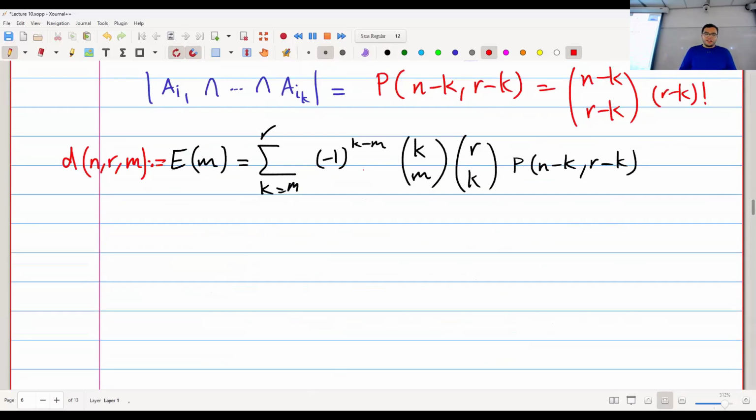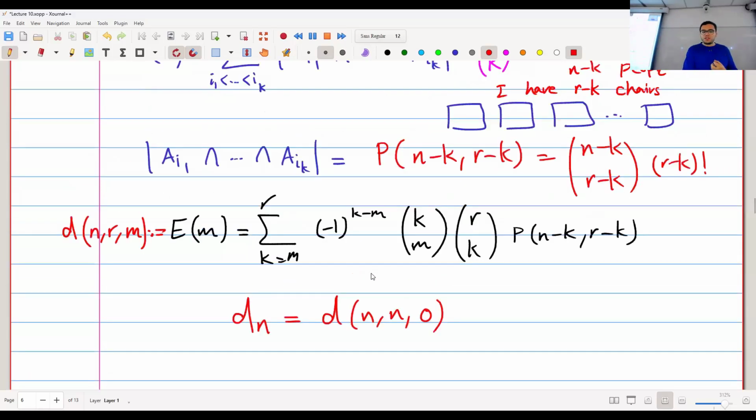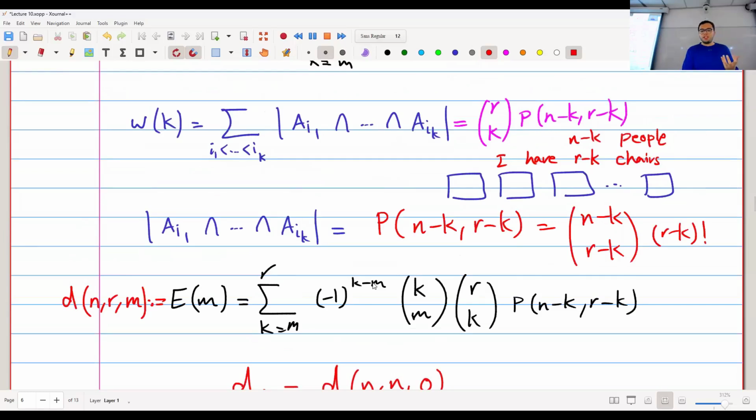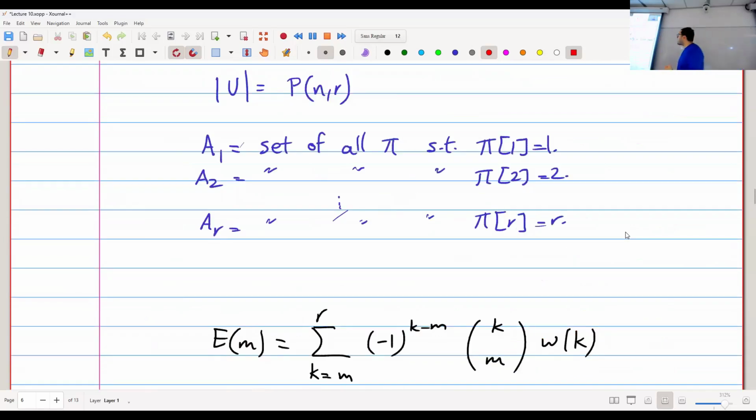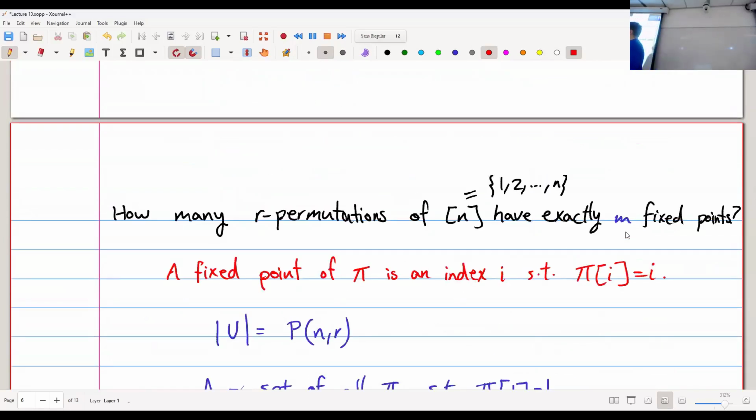So what is the number of derangements that we had on n elements before, the first thing that we counted? This would be the same as the case where I put r equal to n and m equal to 0. So now I have a more general case of the same problem that I solved before. Not only can I count the number of derangements, the number of permutations where no one is in their own position, but also for any given m, I can find the number of permutations where exactly m people are in their own position.